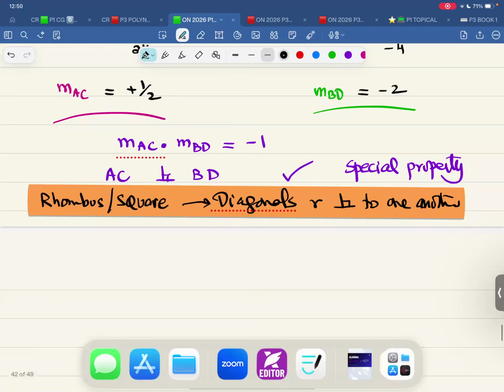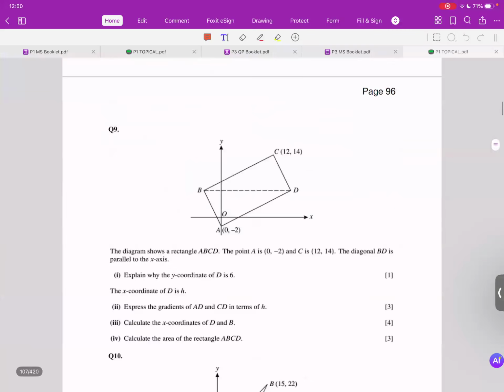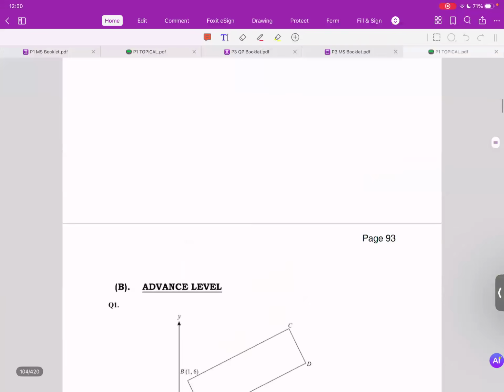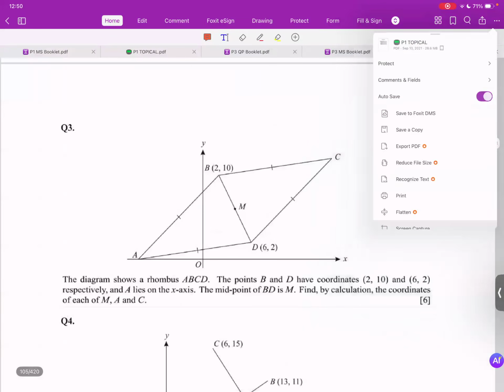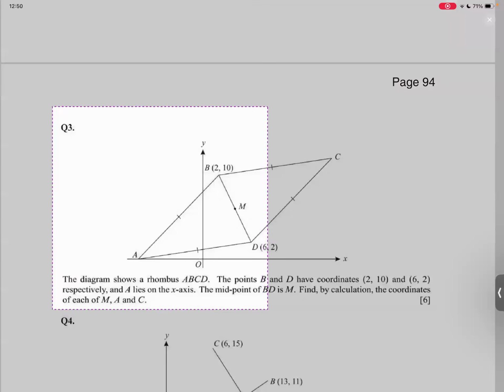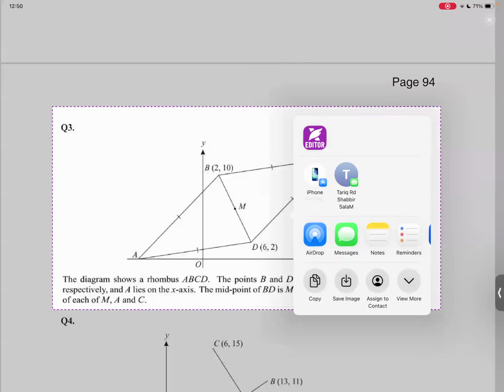Now let's try out a past paper question based upon this knowledge. The same diagram, but now we take it as a question. And that is question number 3 from the old topical book, which is available on my website. The new topical book will only be available in printed form.